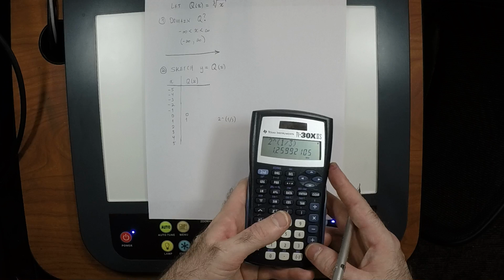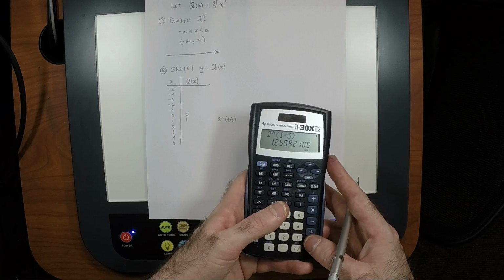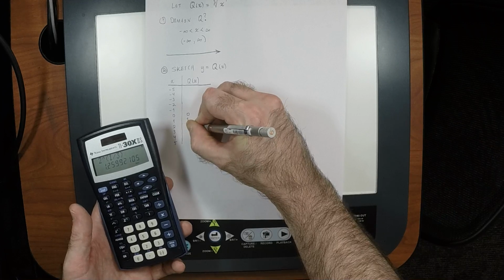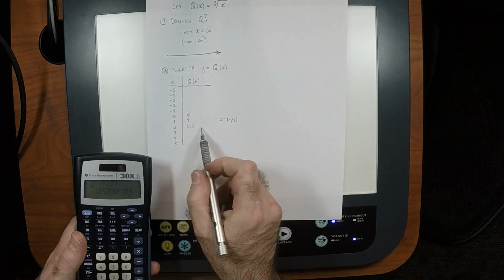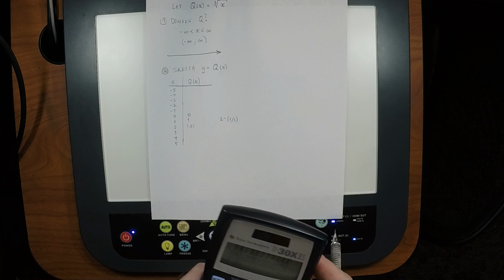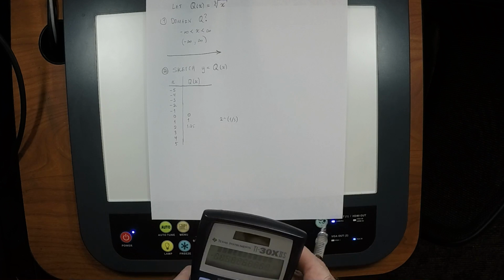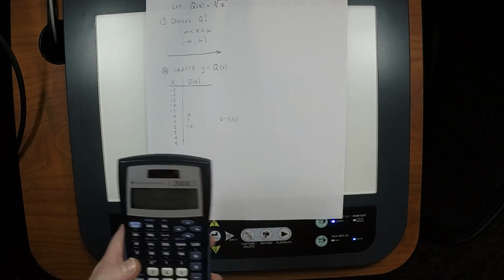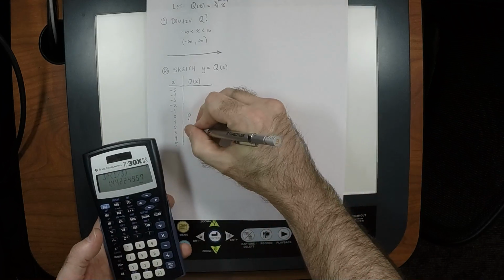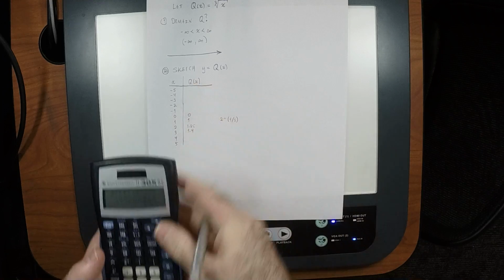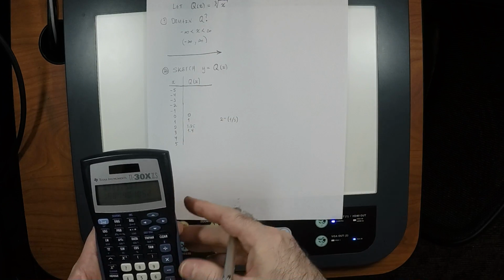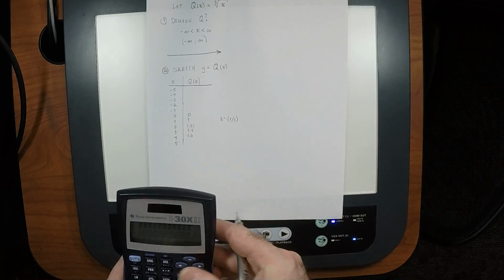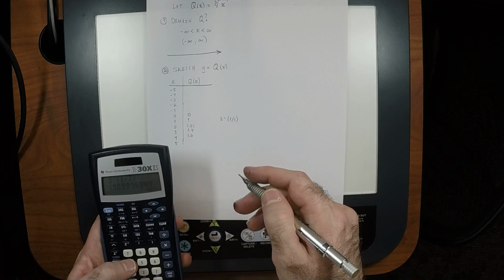So that's about 1.25, say. Not trying to be exact here, that's just an approximation. And then the cube root of 3, that's about 1.4-ish. Cube root of 4, that's about 1.6. And cube root of 5, that's about 1.7.